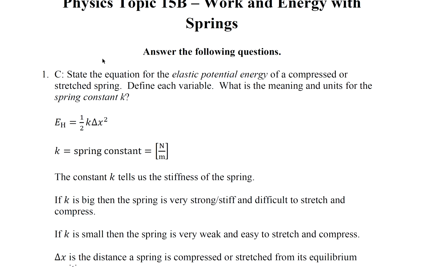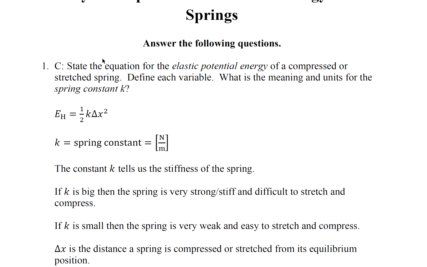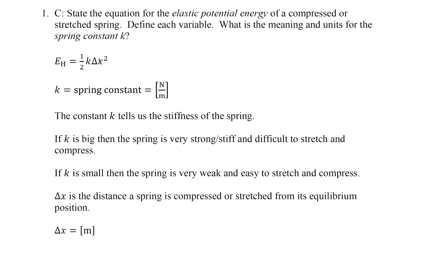So E sub H stands for Hooke's law, equals 1/2 K delta X squared. K is a spring constant, has units of newtons over meters, and it tells us about the stiffness of the spring. So if K has a large value, then the spring is very stiff or strong. It's very difficult to compress that spring.